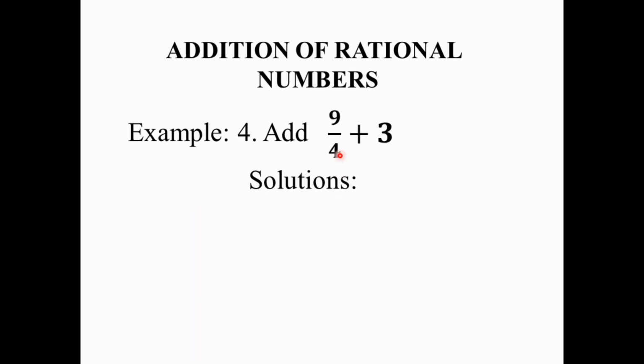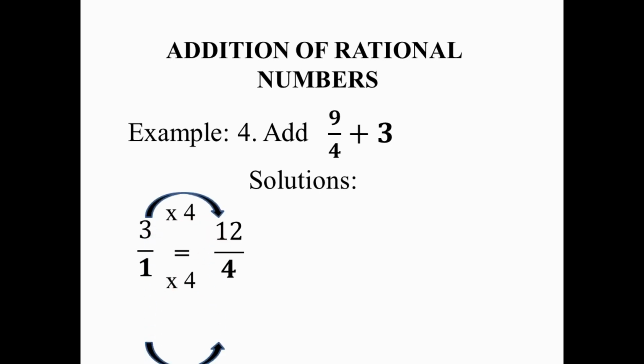Example number 4. 9 over 4 plus 3. Okay, we will do the same. We will make the fraction similar. So 3 can be transformed into 3 over 1. Then we will multiply 1 by 4 to obtain 4. Then multiply also the numerator by 4. So 3 times 4, that is 12. Then 1 times 4, that is 4. So we will now make use of this fraction 12 over 4 instead of 3.